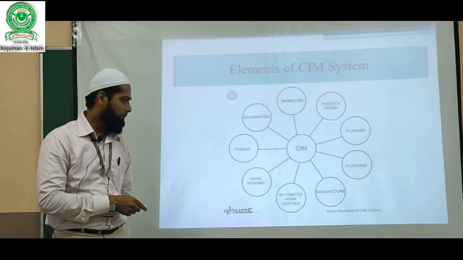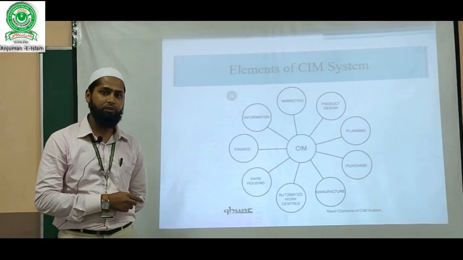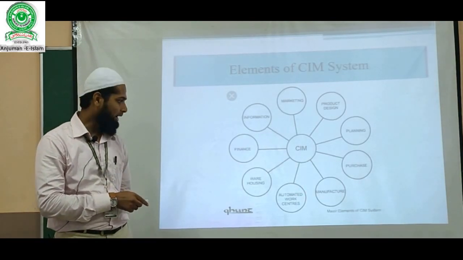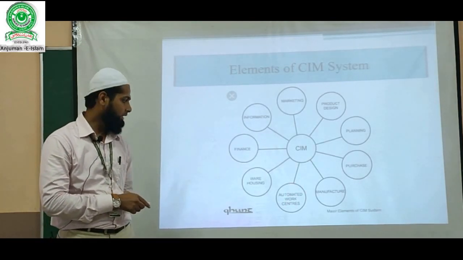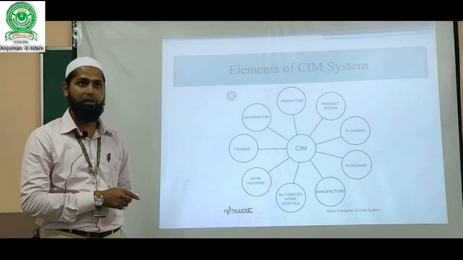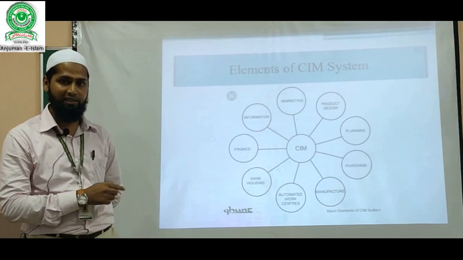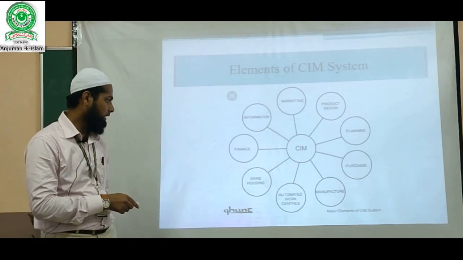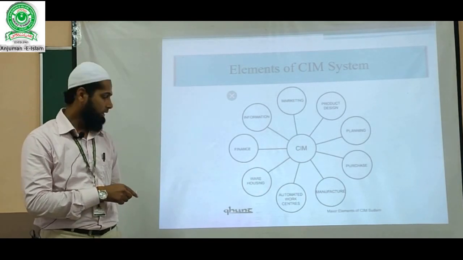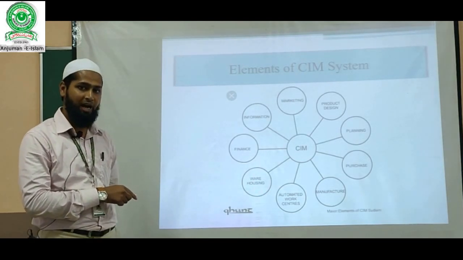In the manufacturing department, they are responsible to produce the product. Afterwards, they require automated work centers. Here the work centers consist of CNC machine tools, computer controlled robots, and material handling systems. Afterwards, the finished products are stored in the warehouse. They are responsible for shipping of items also.